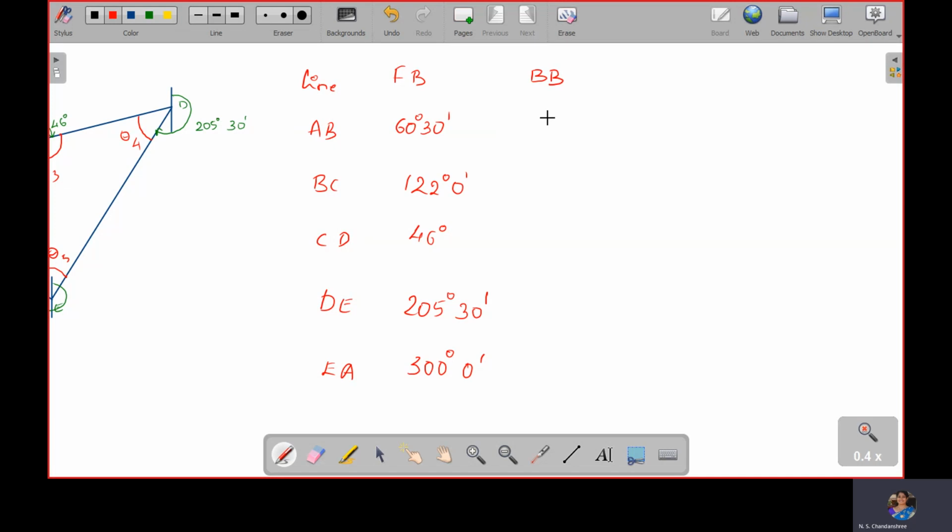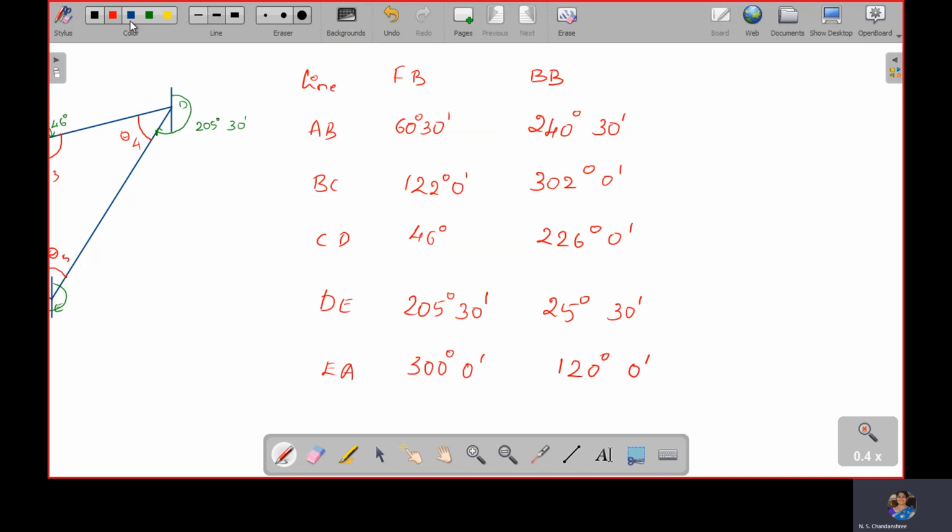Next, the back bearing can be calculated by adding 180 here. It becomes 240 degrees, 30 minutes. Here again, as this number is less than 180, add 180 here. This becomes 302 degrees, 0 minutes. Then we have 46 degrees. Then this becomes 226 degrees, 0 minutes. Then as this number is bigger than 180, we can subtract 180 from this. This becomes 25 degrees, 30 minutes. Then this number is also larger than 180 degrees. Then this becomes 120 degrees, 0 minutes.